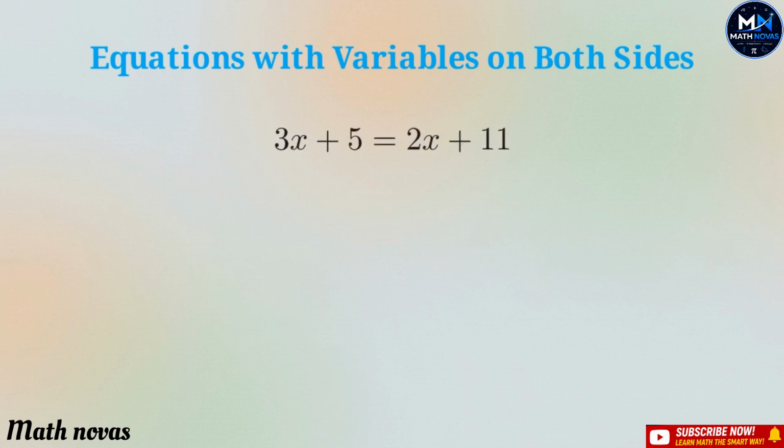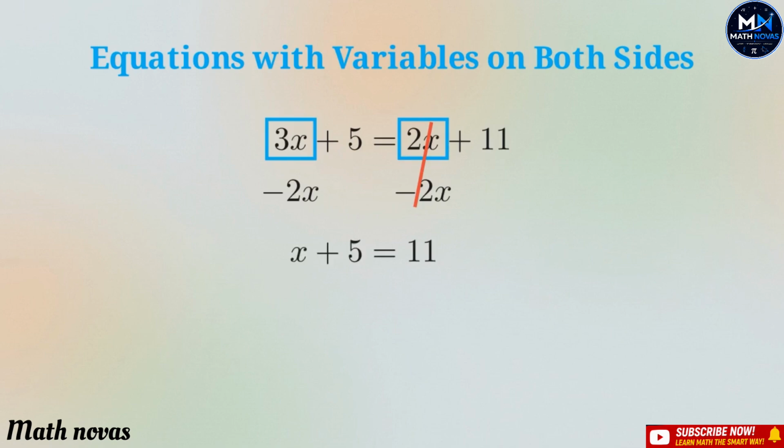3x plus 5 equals 2x plus 11. We can treat an entire variable term exactly like a regular number. By subtracting 2x from both sides, we move the variable terms to the left, which simplifies our equation down to x plus 5 equals 11. Now we just isolate the x by moving the constant number to the opposite side. We subtract 5 from both sides, which gives us our final answer, x equals 6.